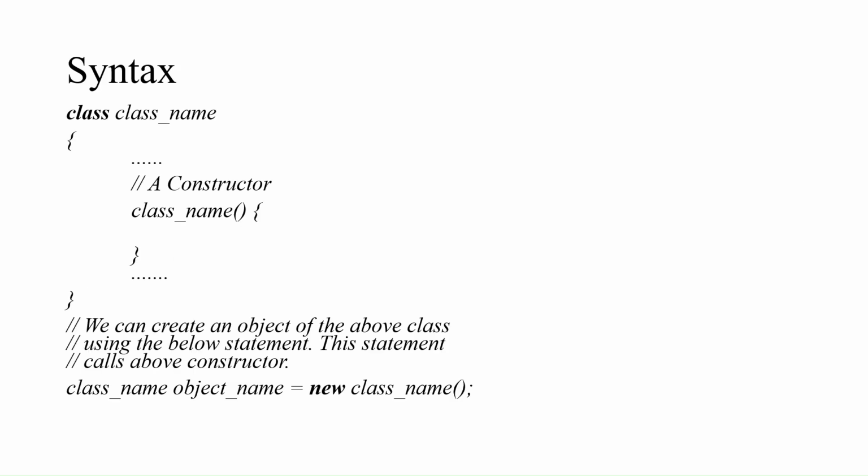So now we will see the syntax of a constructor. See here, class name, and this is the constructor. The constructor name should be the same as the class name. The constructor will be called when I am going to create the object for the class. So see here, class name, object name equal to new class name. When this line is executed, automatically our constructor will be called.